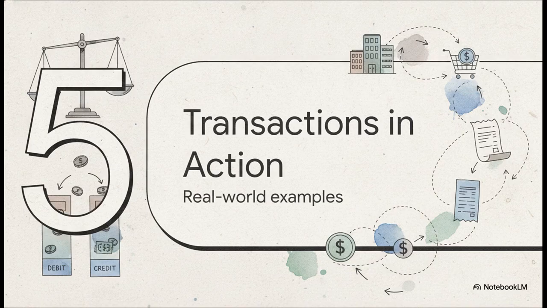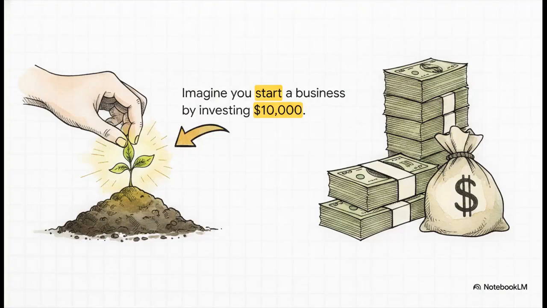Let's put this into practice with Section 5, Transactions in Action. Congratulations, you are now an entrepreneur. Let's look at scenario 1. Imagine you're starting a brand new business, and you decide to invest $10,000 of your own hard-earned cash to get it off the ground. Let's look at exactly how the double entry system handles a move like this.